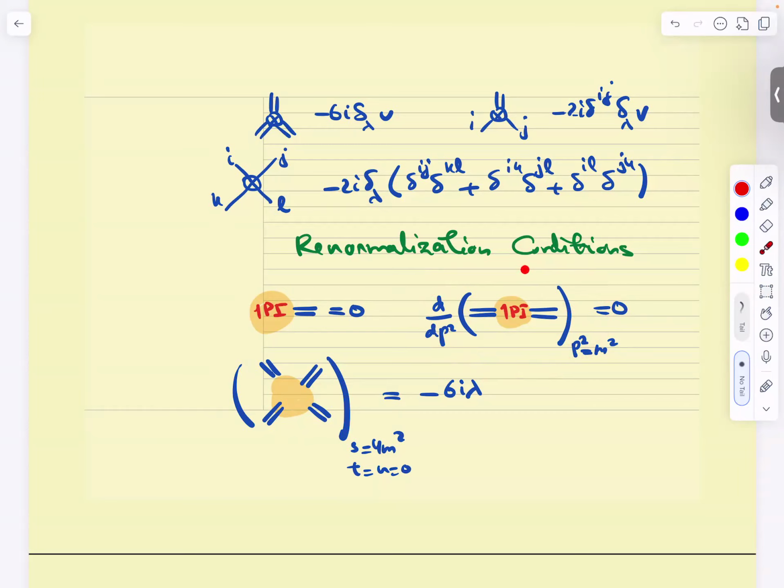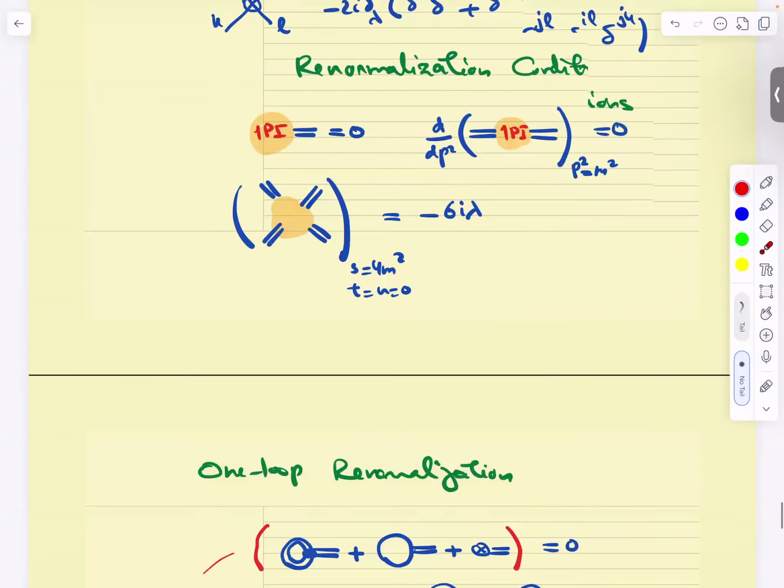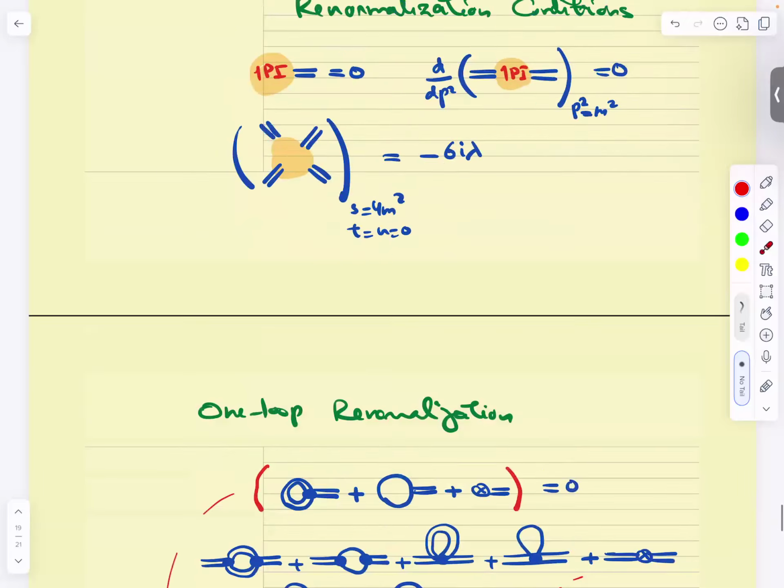So that's one condition. What is this condition? This fixes a mass for sigma. You observe some mass for the sigma, right? And then this fixes a coupling for the 4-point function. Good. These are the conditions we have.